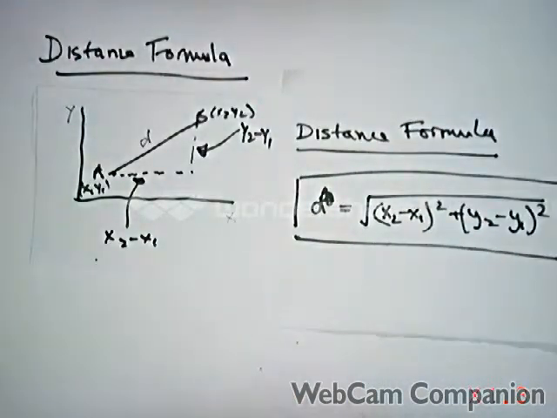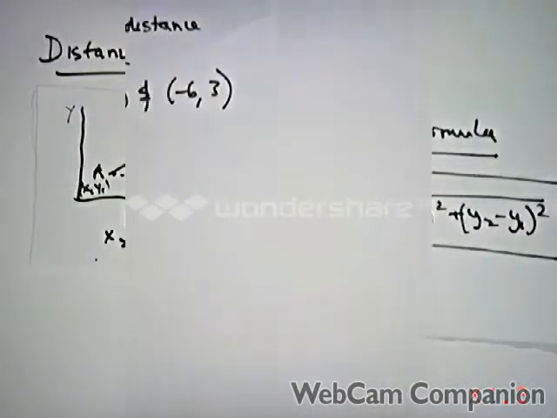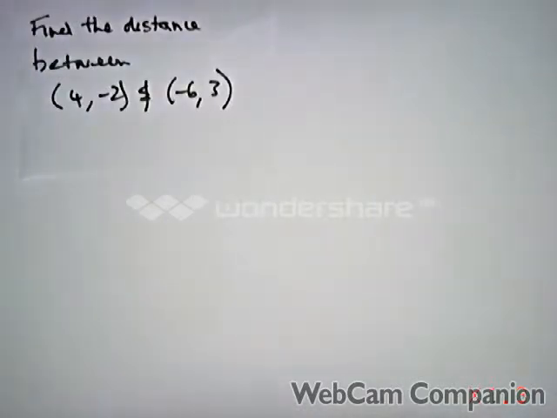So that's a summary of the distance formula, and we'll go on to have a look at how we use that. So here's an example to try, we'll work through this one together and then you can try some examples. So this example here, find the distance between the points 4, minus 2 and minus 6, 3.